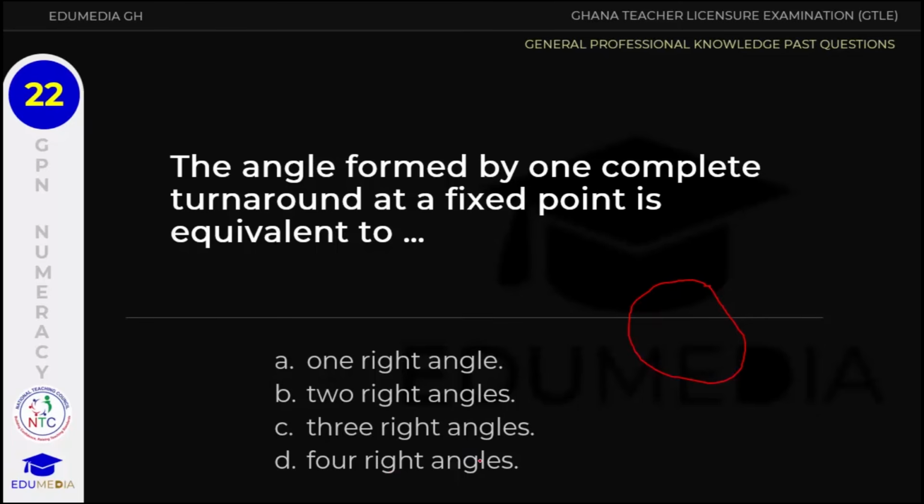Now, what we mean by that is, this is you standing at one point here. So you're going to turn 1 right angle, 2, 3, and 4 for you to be back to where you're standing. So a complete turnaround at a fixed point. You are not moving. This is a fixed point, and you're turning and turning. And that's going to be 4 right angles that you're going to make in this turn.